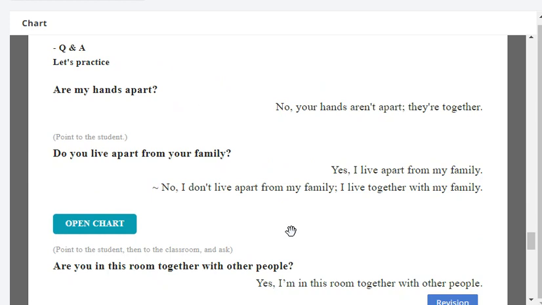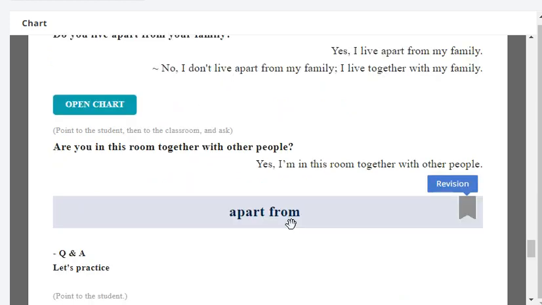Very good. Are you in that room together with other people? Yes or no? Yes, I'm in this room together with other people.